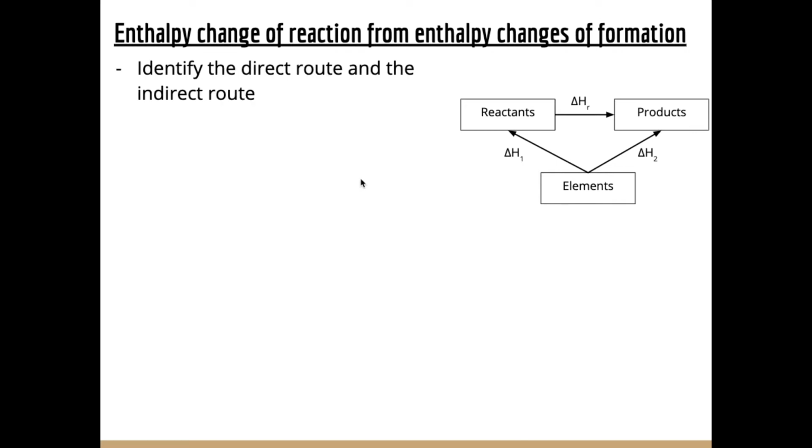Now, what you have to do in these situations, so say if we couldn't calculate that delta HR directly, but we do know these two delta H's, we can use Hess's law to work out what this delta HR is. Firstly, we need to identify the direct route and the indirect route.